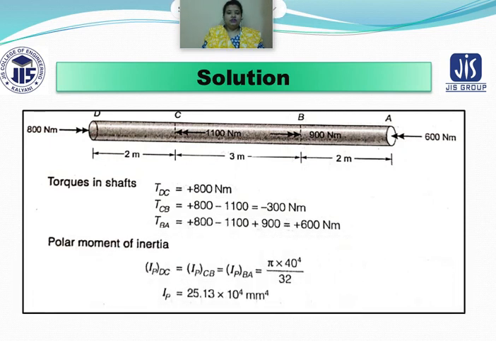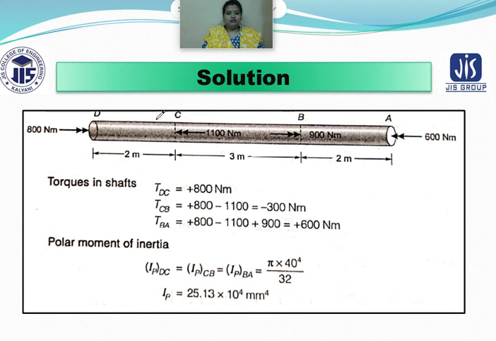So initially what you need to do is that you have made a series of the shaft. So this is AB, this is BC and this is CD. You can see torque at A has been given as 600 in this direction. So we will be shifting from here to this one. At this D portion, it is towards this direction, so you have 800 Newton.